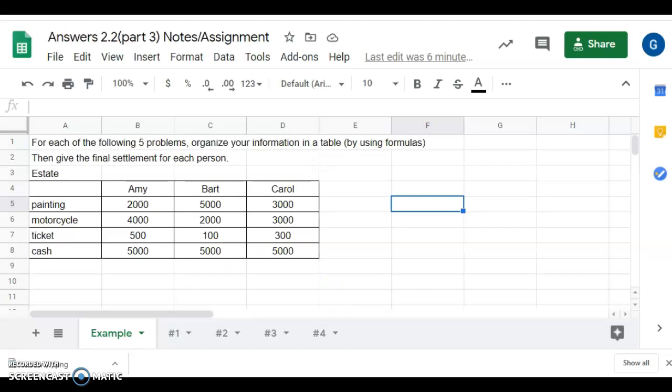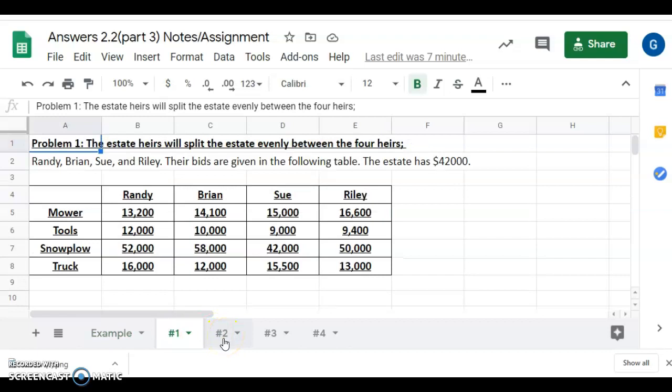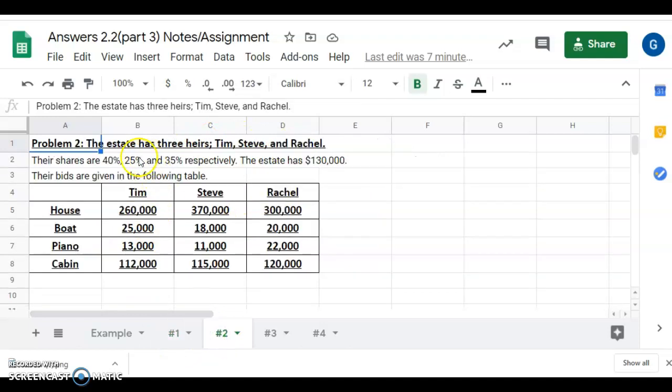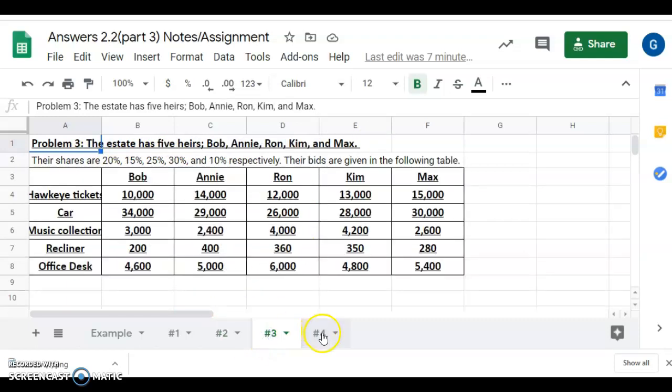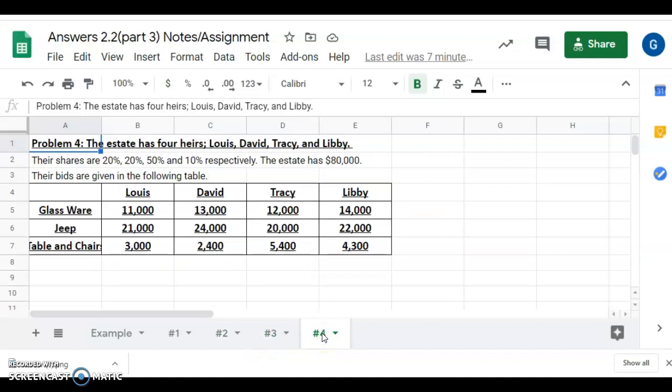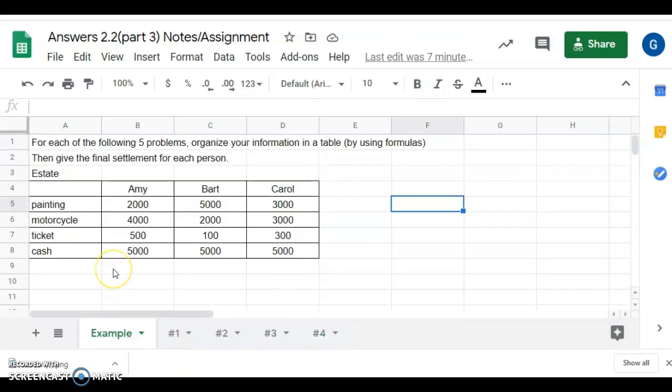All right, so we have the spreadsheet, and the directions are kind of vague on this first one, though they're a little bit more clear on the next couple. But like on the second one, well, the first homework problem, they are split evenly. There we go, it says it right there. Number 3, the shares are 40%, 25%, and 35%. And you have cash. So the directions should kind of be at the top of how the estate has been divided. The one we did doesn't have it because we're working it together, but this one's going to be divided evenly.